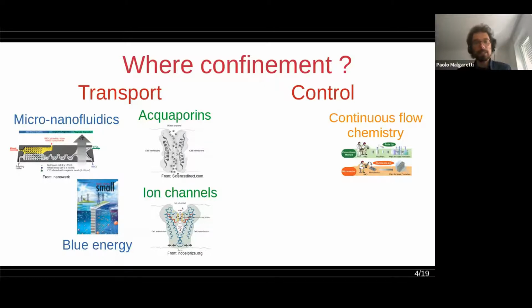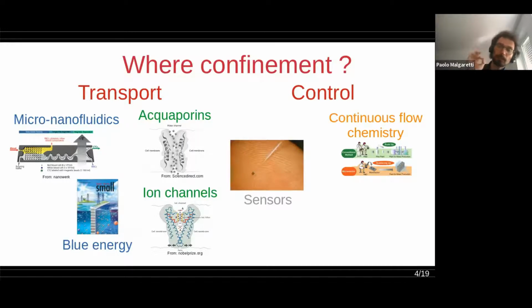And again, here the idea is that by controlling the shape of all these conduits, you may control the chemical reaction and what kind of chemical reactions. Another case is typically sensors. Sensors typically are very small, and again, surface to volume rises up. And this is another case in which you use the shape of these objects to control it.